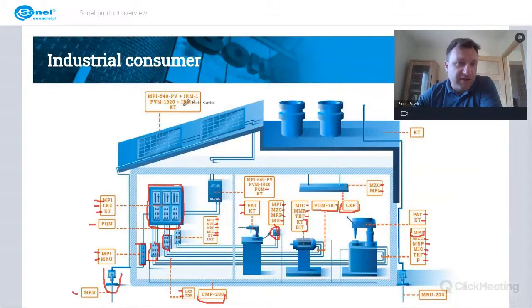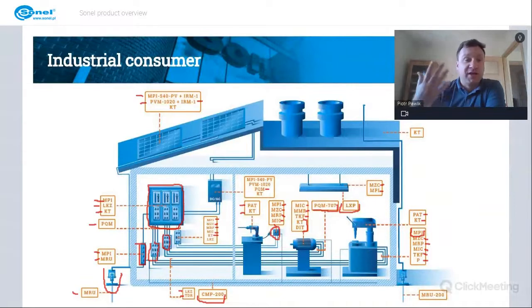Now, in case this industrial customer decided to go green and they have solar panels, we will check them similar to the case of a solar panel plant. So PVM 1020 or the MPI 540 PV together with IRM 1 meter. This whole combination will give us a chance to check electrical safety of the panels together with the solar influence, so the irradiance meters. Again, any overheating parts we can detect using thermal imagers, so the KT series.